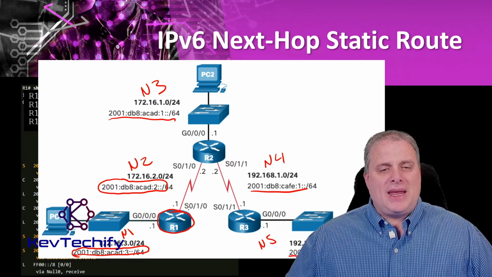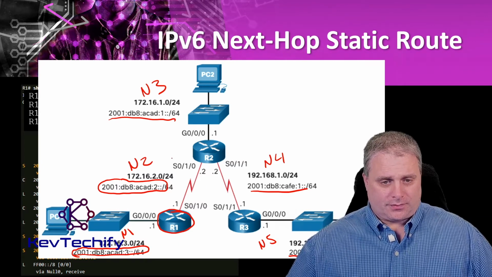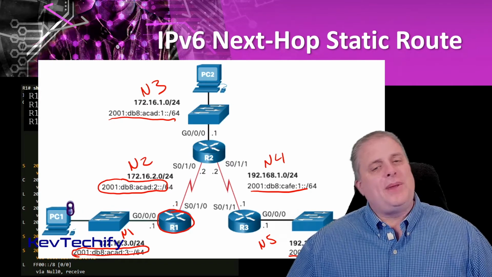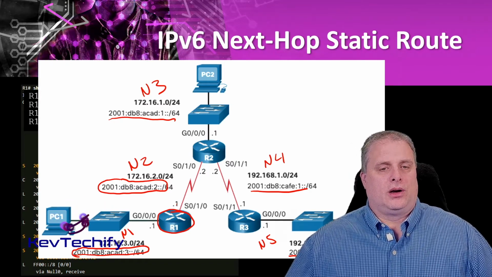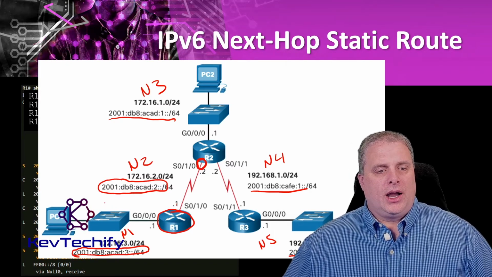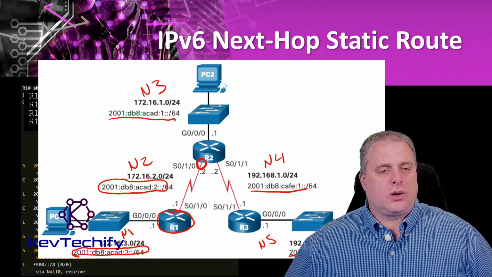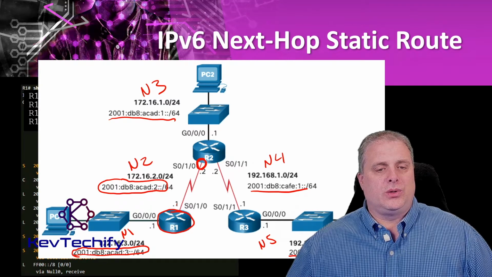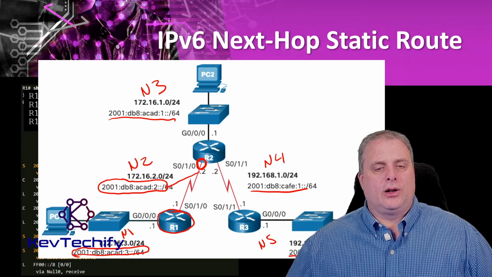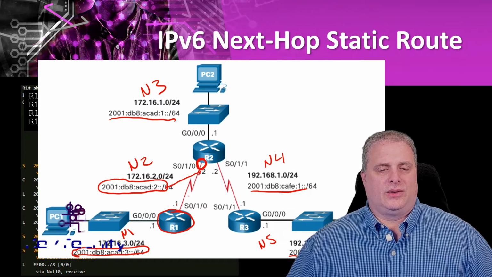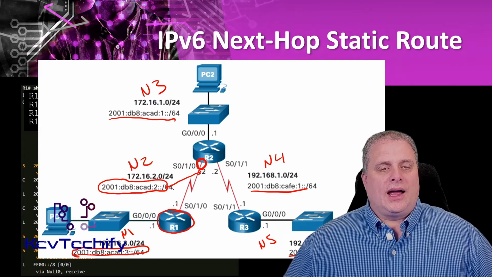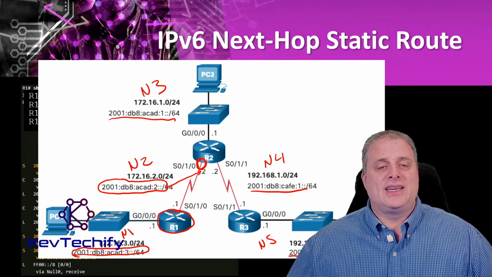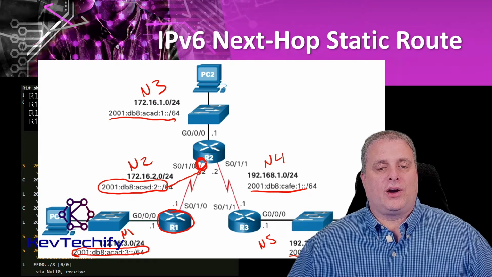The next hop IP address right here needs to be on a network we know about, but it has to be an IP address on that far router. That's this point right here. That gives us 2001:DB8:ACAD:2, and then it'll be a 2 at the end with a /64. Our next hop IP address to get to network 3, 4, and 5 is this IP version 6 address up here on R2.